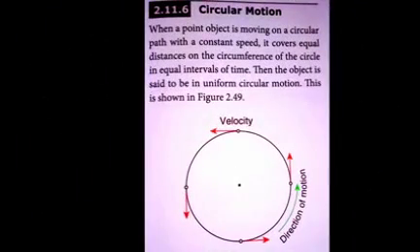Students, next we are going to see circular motion. Circular motion can be classified into two types: one is uniform circular motion and the other is non-uniform circular motion. First we discuss circular motion. What is circular motion? In circular motion, an object covers distance in a circular path. For example, electrons revolving around the nucleus and planets revolving around the sun are examples of circular motion.